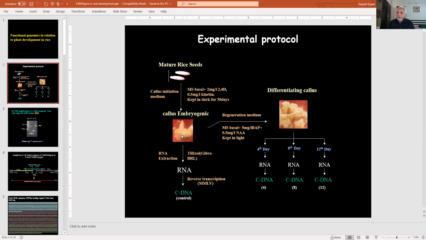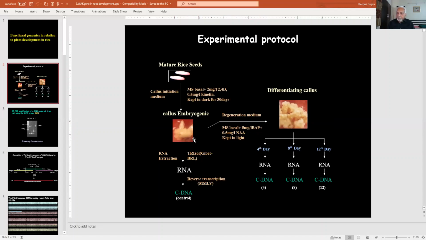It means when you change the media composition from callusing medium, that is here, if you see, MS basal, 2 mg 2,4-D and 0.5 milligram kinetin. So this is the composition for callus induction. And when this calli is put on this media, which consists of 5 mg BAP and 0.5 mg NAA, so kinetin and auxin composition is changed. And this change brings about the cytodifferentiation into roots, shoots actually, shoot and root basically.